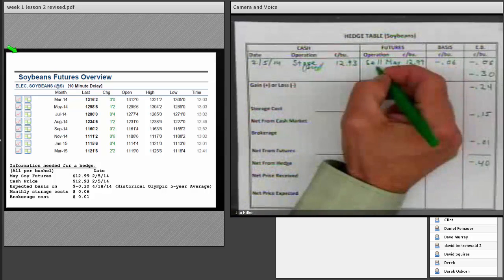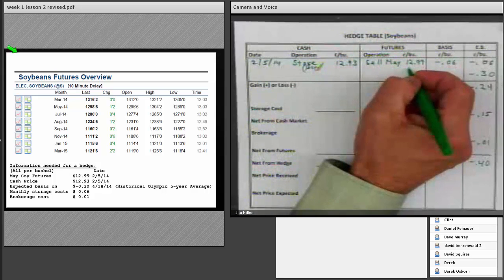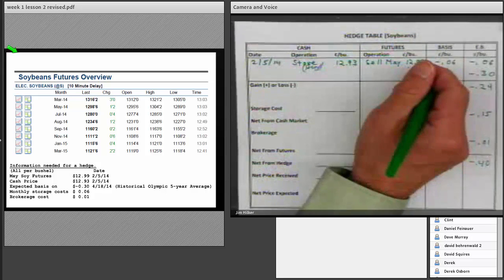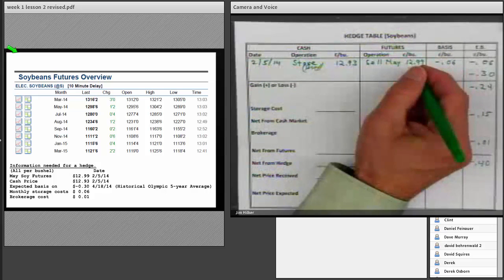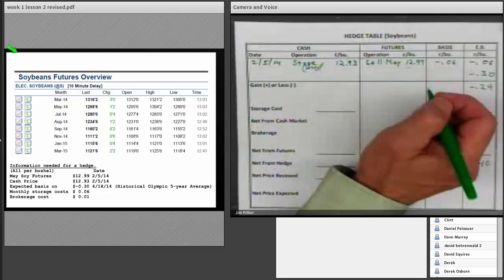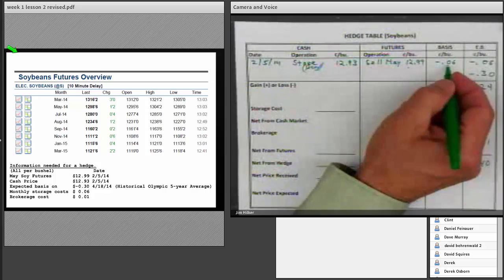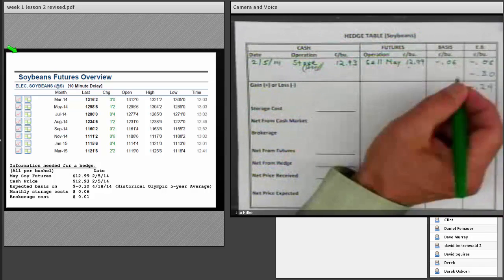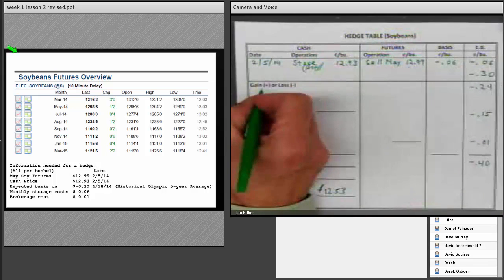To buy back our May futures, we're going to use May futures. I'm going to call them $12.99 like over here because I rounded up. The basis is minus 6. We know the cash is $12 and the basis is negative 6, which when we go through that, we know that futures then have to be, if I go over here, $12.30.